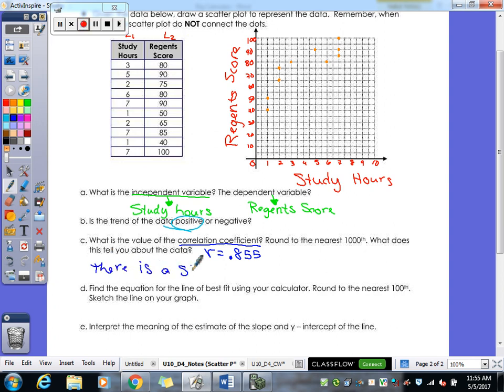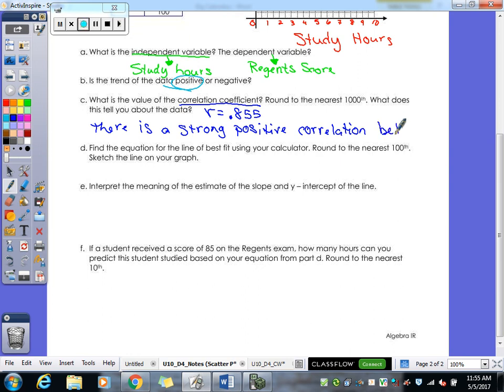There is a strong positive correlation between hours studied and Regents score. If that value, as I said before, was closer to 0 than to 1, it would be a weak positive correlation. If that value were negative, then it would be a strong negative correlation.